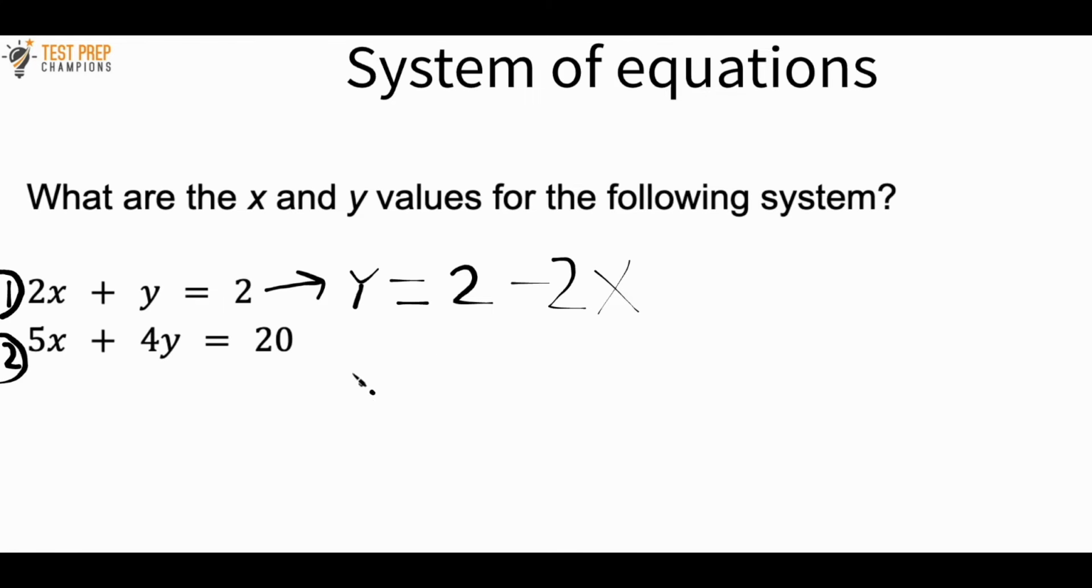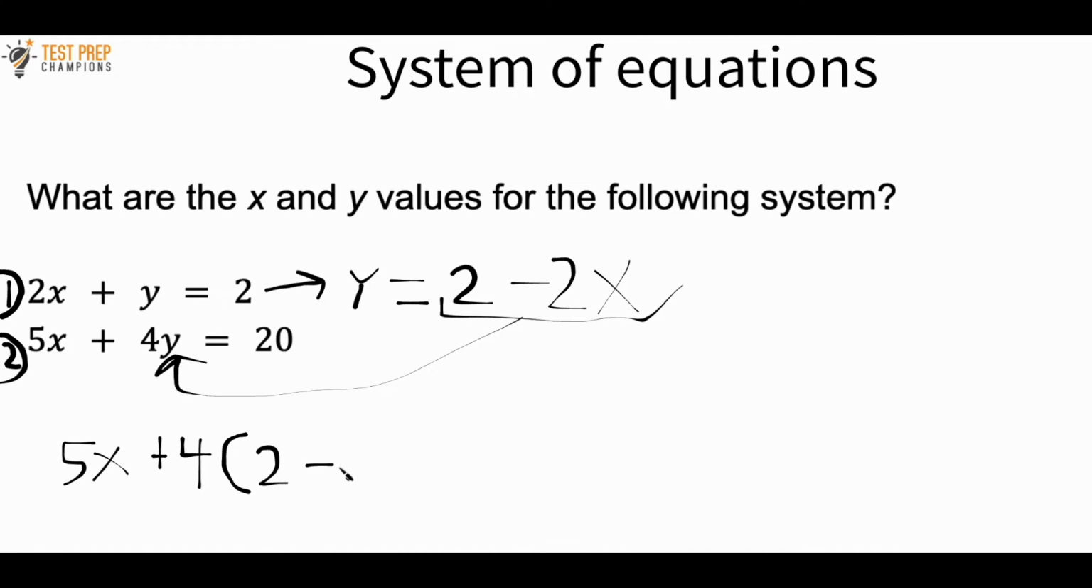So now I'm going to come down here into my second equation. Where I see a y, I'm going to take this 2 minus 2x and plug it into the equation for y. If you're not sure what I mean by that, let me show you here. I'm going to take equation 2 and rewrite it. So I have 5x plus 4y, but instead of just writing this y letter, I'm going to write 2 minus 2x. And this equals 20.